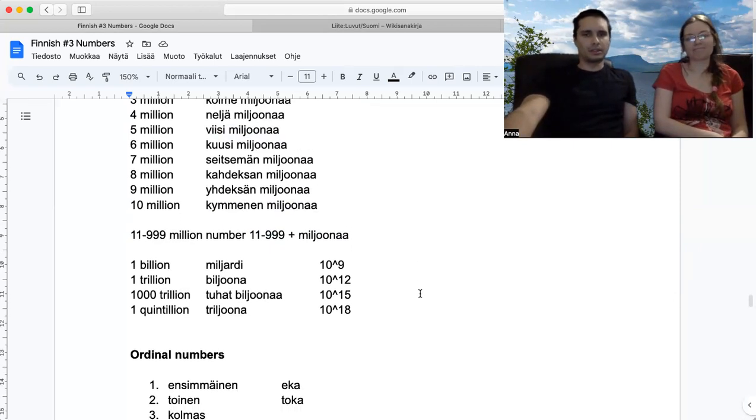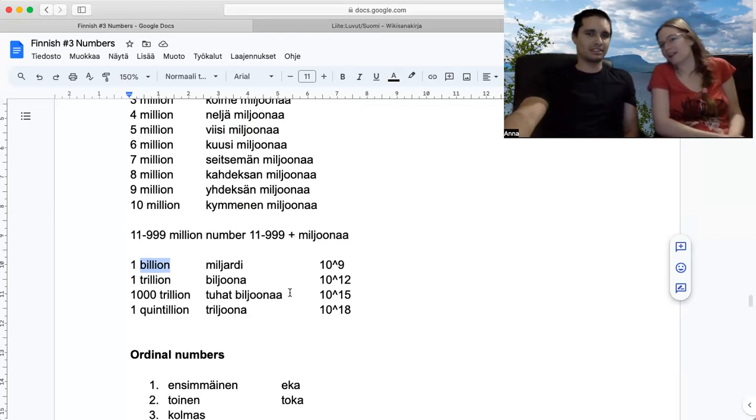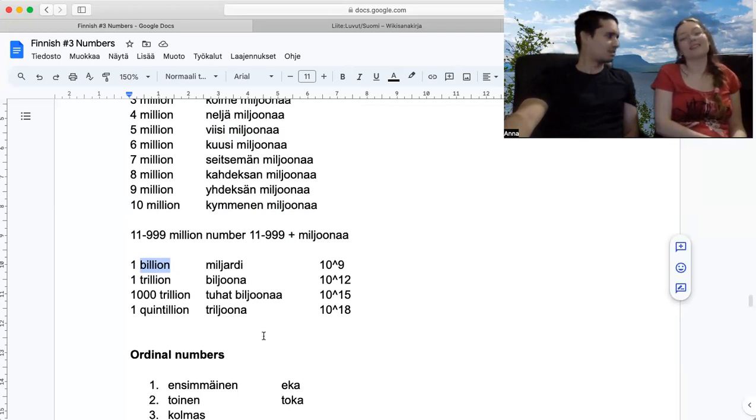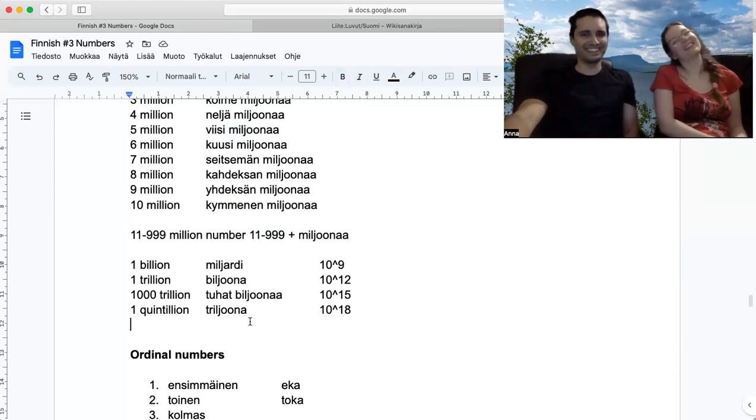And after 999 million, what do we have then? That's a bit tricky. Not for me, because in Russian we also have milliard. We don't have billion. No, I mean after that, like all the remaining ones. Well, they're just big ones, but I mean the vocabulary.